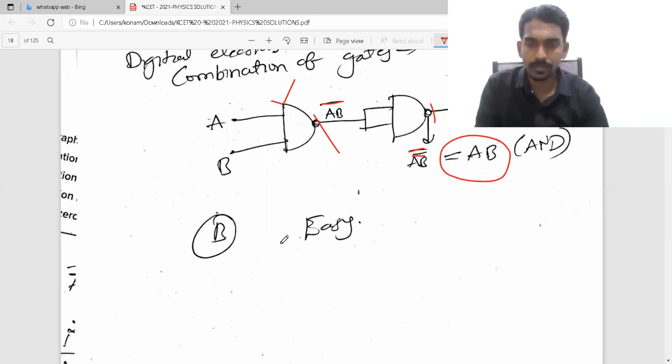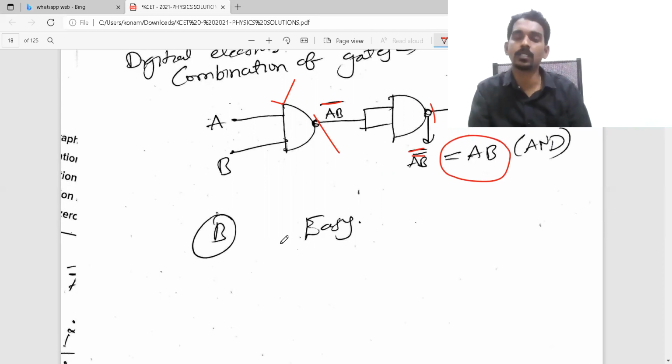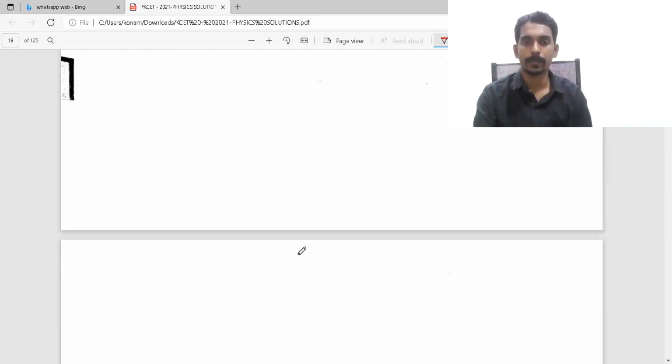The only thing is, you should have solved at least 4 or 5 questions based on gates. That is good enough to solve such kinds of questions.